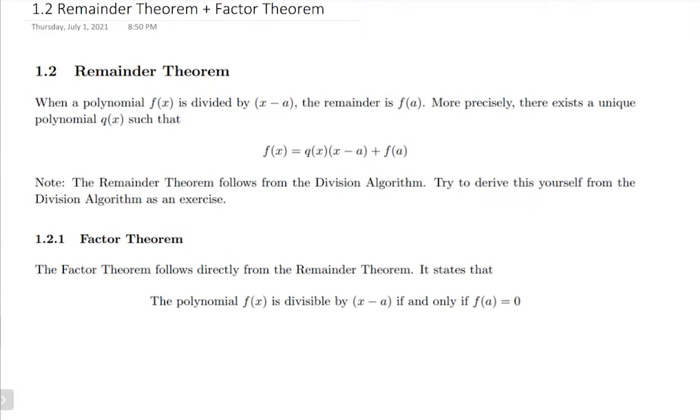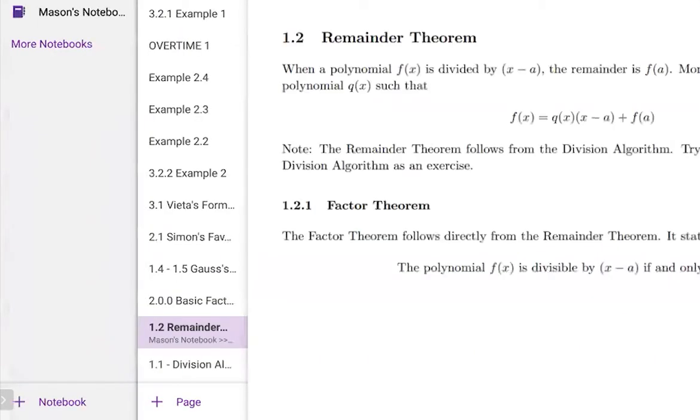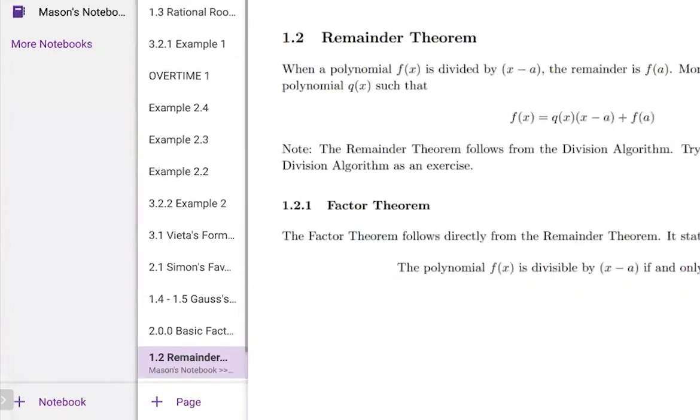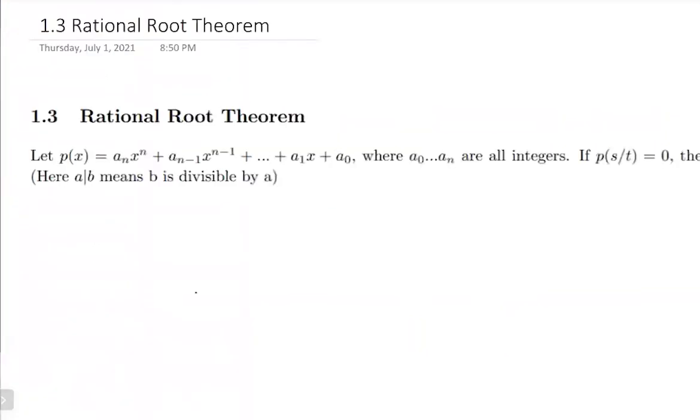Similarly, you can also derive the factor theorem from the remainder theorem, which means that the polynomial f of x is divisible by x minus a if and only if f of a is equal to 0, which follows directly from the above. And now we'll do a total of 5 theorems. So now the third theorem is the rational root theorem.